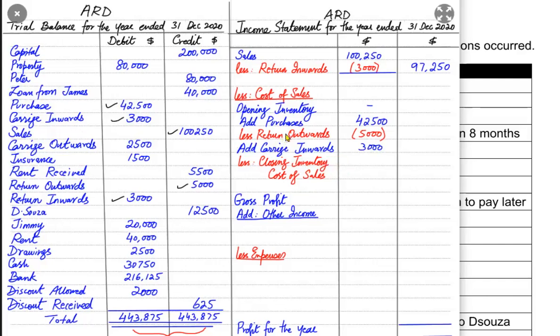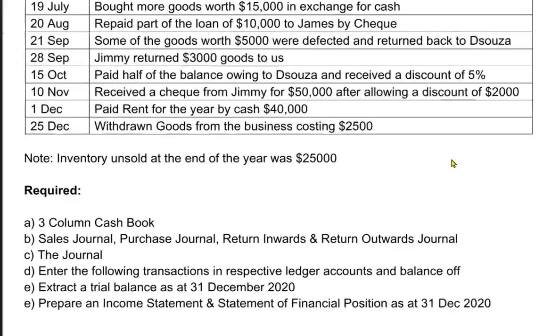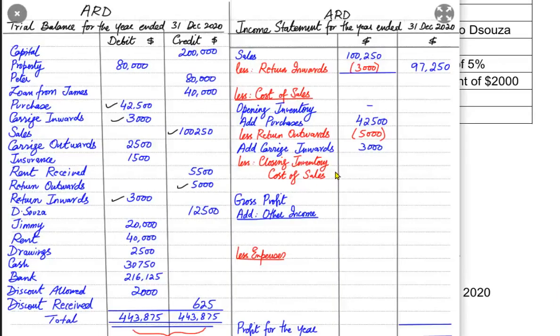Now you must remember, my dear students, that opening inventory always comes in a trial balance, and a closing inventory is never given in a trial balance. Instead, it is always given in the notes or additional information. Now as you can see in the note, inventory unsold at the end of the year was 25,000. Now at the year end we are left with this inventory, so therefore we are not going to charge inventory in this year. Instead we are going to charge this inventory in the next accounting period.